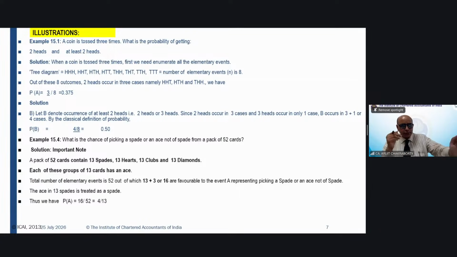So picking a spade can be achieved in 13 ways out of possible 52 ways, and the ace not of a spade. So the ace can come either from the set of hearts or clubs or diamonds, and therefore there are 3 additional options or 3 additional events. So it gives us 16 by 52.